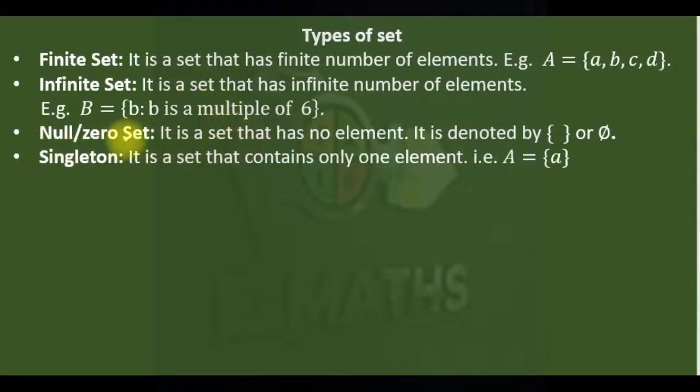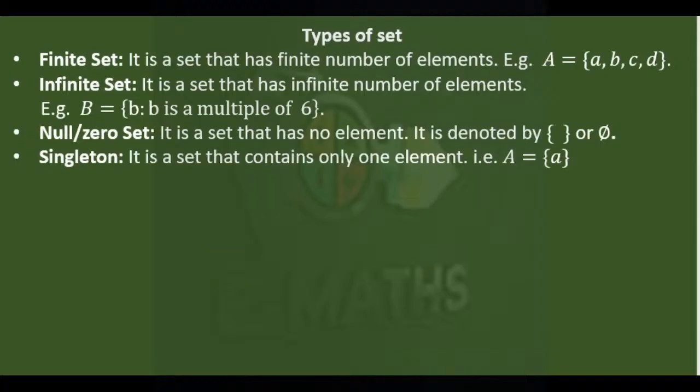Then we have the null or empty set. A null set is a set with no elements. If you don't have any element or member inside, it is denoted by an empty pair of curly brackets or by this symbol. Once you see either of these, it means a null set. Then there's what we call a singleton. A singleton is just a set with one member, one element.